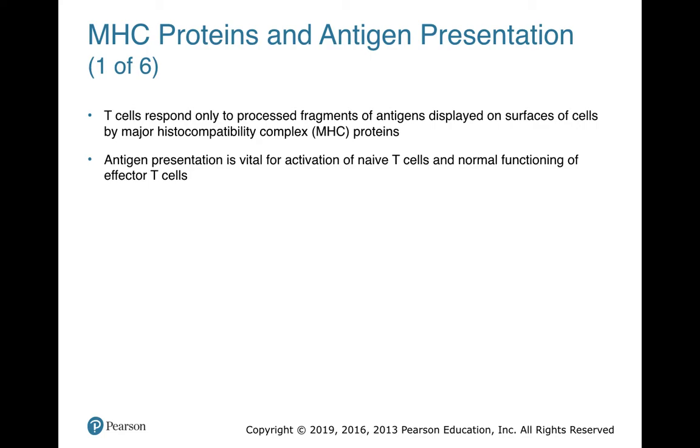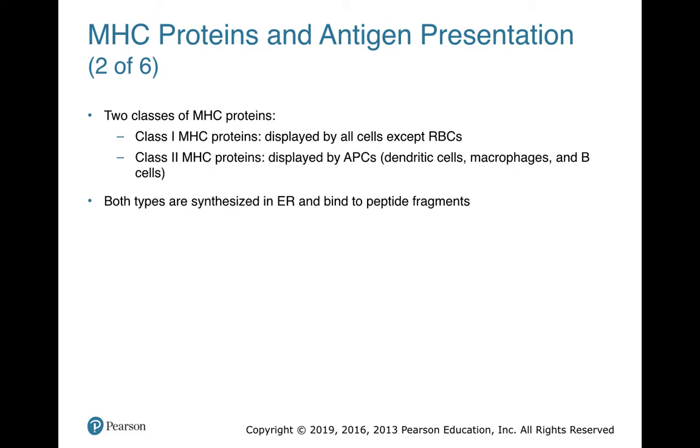T cells only respond to fragments of antigens, and those fragments of antigens have to be displayed on the surface of cells within a major histocompatibility complex, or as we talked about before, MHC proteins. So T cells have to see something foreign, but they have to see it in the context of something that is self. They don't just see antigenic determinants the same way that antibodies do. And in order for that to happen, we need antigen-presenting cells, and antigen-presenting cells are vital to change naive T cells into effector T cells.